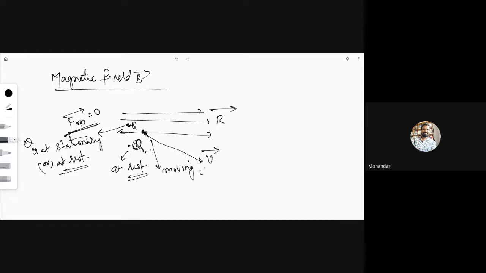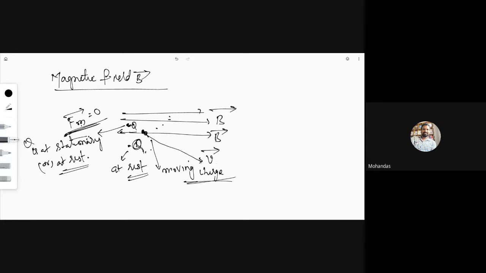This is known as a moving charge. If the moving charge is placed in the magnetic field B, then there exists a force. Only then does the force exist. If that charge is at rest, Fm means 0. Fm means force on a stationary charge due to the magnetic field B is 0.